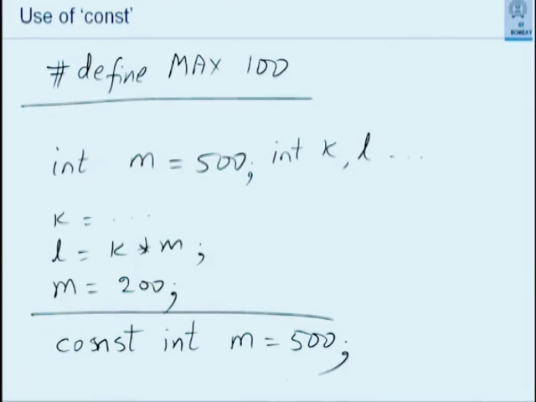Now this tells the compiler that I want m to be a variable that has to be allocated space and value 500 has to be given there, but this value 500 should never change during the execution of the program. If later the compiler finds a statement of this type, m is equal to say k plus l or whatever, it will flag this as an error because you are attempting to change m which has been defined with a constant qualifier. Now this is your way of defining a constant, not through a macro which replaces text inside your text while compiling, but through a variable.